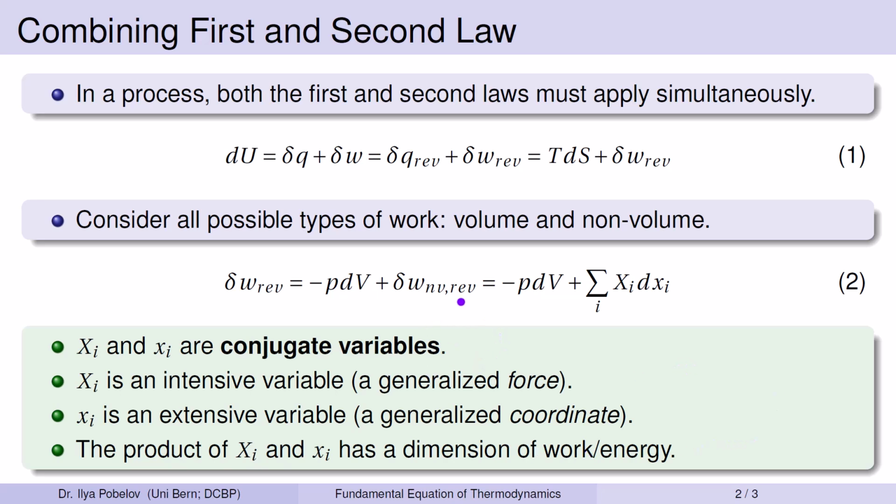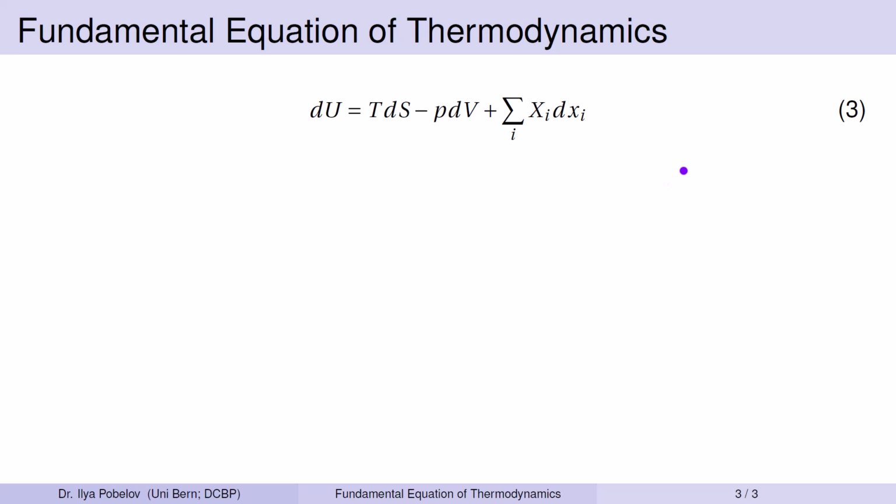Classical thermodynamics doesn't typically consider non-volume work. However, the concept of generalized forces and coordinates helps to include other types of interactions of the system with its surroundings. Combining elements presented in the previous slide, we obtain an equation known as the fundamental equation of thermodynamics. This equation consolidates the first and second laws of thermodynamics and reads as follows. The differential of internal energy is equal to the product of temperature and the differential of entropy, minus the product of pressure and the differential of volume, plus the summation term of Xi times dxi, accounting for other types of work done on or by the system.